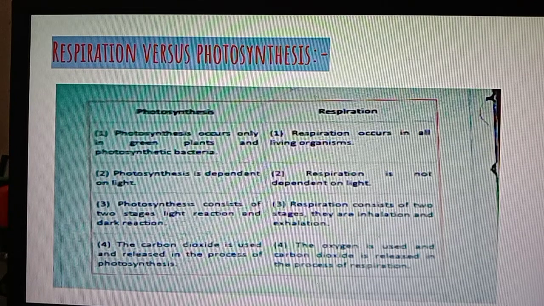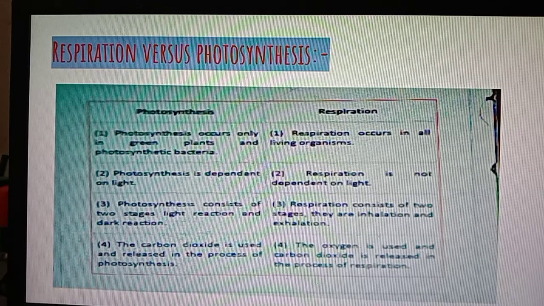Now, photosynthesis consists of two phases or two stages: light reaction and dark reaction. Okay, and respiration consists of two phases, that is inhalation and exhalation in animals. Okay, and glycolysis and the Krebs cycle are also there. Inhalation and exhalation is in animals, and glycolysis and the Krebs cycle everywhere. Now, carbon dioxide is used and oxygen is released in the process of photosynthesis. Here it is written wrong. Carbon dioxide is used and oxygen is released. Okay, here oxygen is used and carbon dioxide is released.